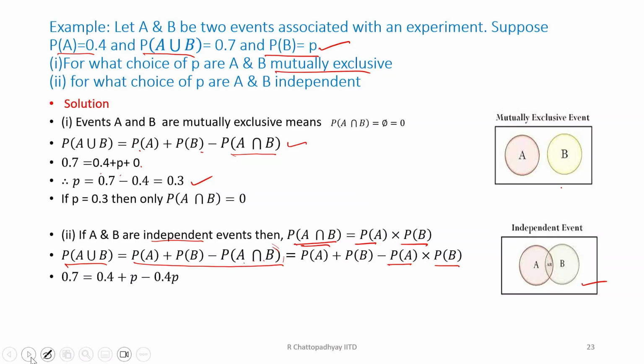So we now substitute the values of P(A), P(B) in this. 0.7 equals 0.4 plus small p minus 0.4p. From there, we can find that the value of small p comes to 0.5. So if the value of small p, that is P(B), is 0.5, then only A and B are independent events. This is how we can calculate.